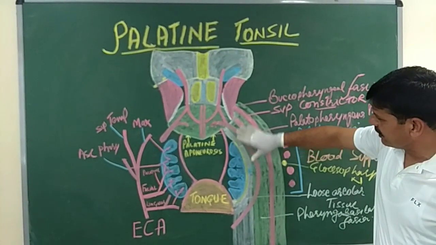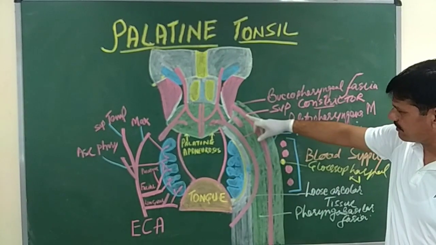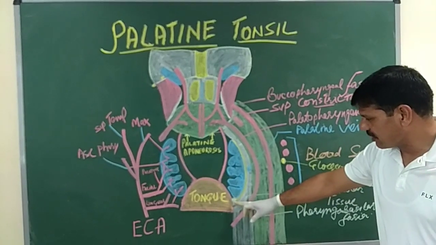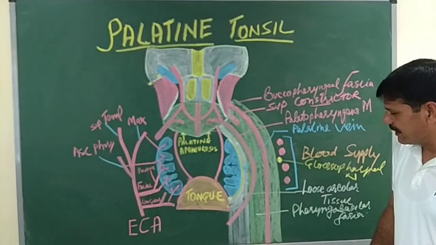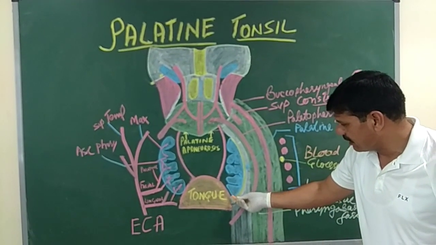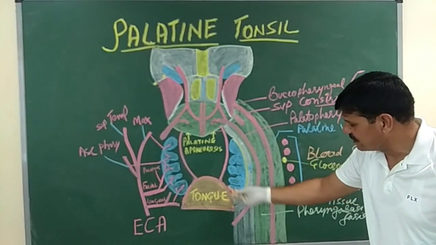So this capsule superiorly is loosely attached with the wall of the pharynx or the superior constrictor muscles, but inferiorly it is attached with the tongue by a ligament. This one is known as the suspensory ligament. This is the suspensory ligament of the tonsil, which lies in front of the palatoglossal and the palatopharyngeal arch.